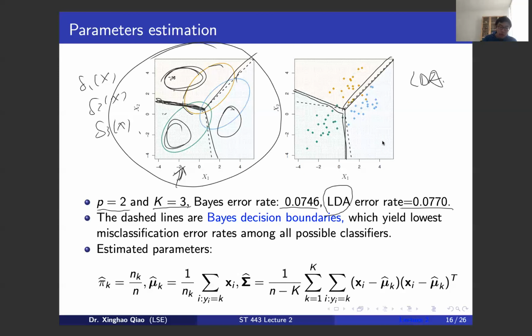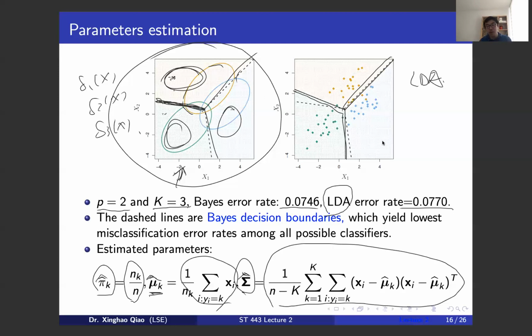Okay. And in terms of the parameters of interest, in order to characterize the multivariate normal distribution, we need to estimate the mean function and the covariance matrix. Okay, and of course the prior distribution. So we have a hat on top to denote that this is the estimated value from the data. Okay, and this is the same as the one-dimensional case, and this is also the same as the one-dimensional case. And the last one is the weighted sample covariance estimation.